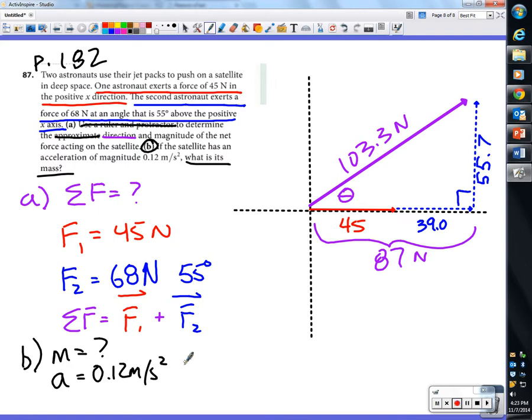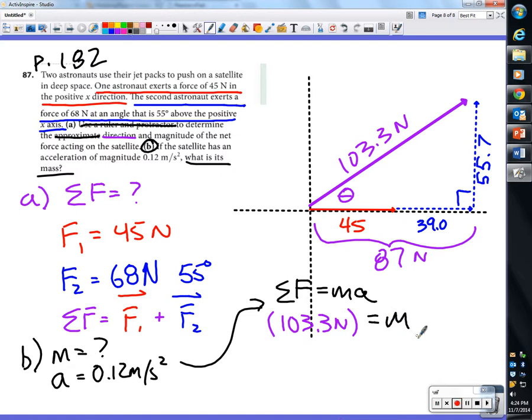We learned from the first part of this chapter that Newton's second law says net force is equal to mass times acceleration. In part 1, we already figured out what the net force was. So we'll plug this in here. I know that's not correct sig digs, but I'm going to go with it, because if we round to sig digs, it's going to be a little bit weird on the answer. We're trying to solve for mass, and they told us that the acceleration was 0.12 meters per second squared. So then we can solve for the mass.